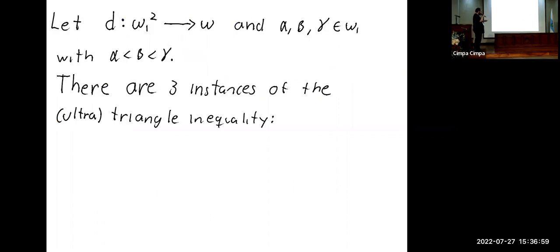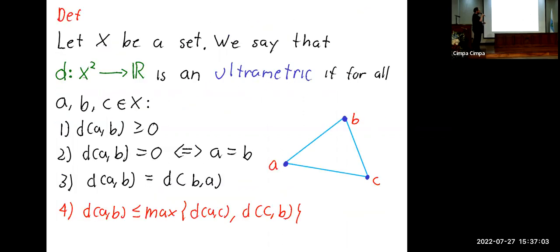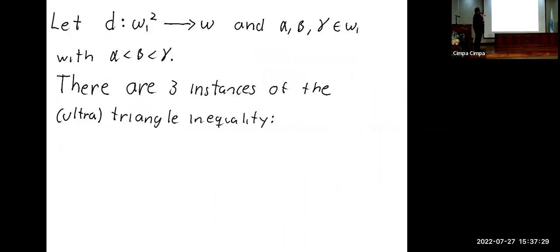So here, in the usual case, my points A, B, and C are symmetric. There's nothing distinguishing these three points. But now in omega 1, we have a linear order. So we have a distinction between these points. Take D, a function that wants to be an ultrametric, and take 3 points, alpha, beta, and gamma in omega 1, with alpha less than beta and less than gamma. So there are 3 instances of the triangle inequality for the ultrametric.